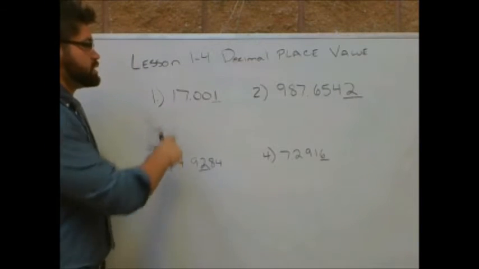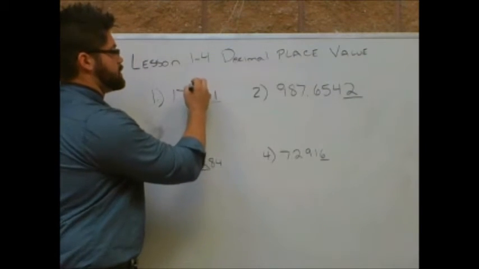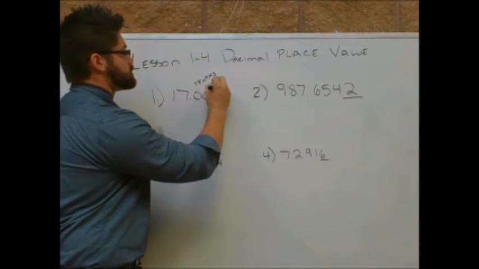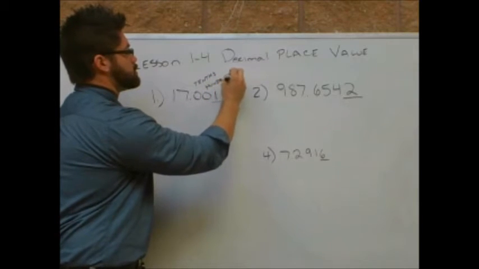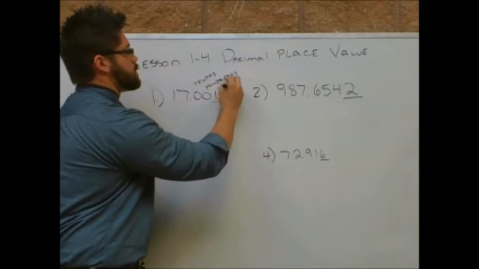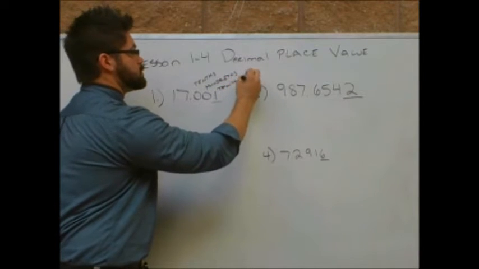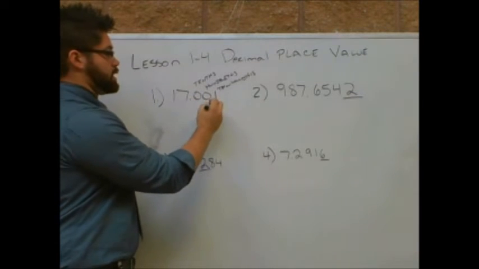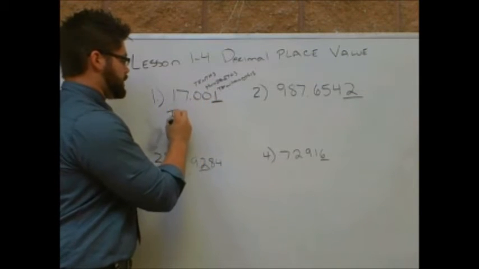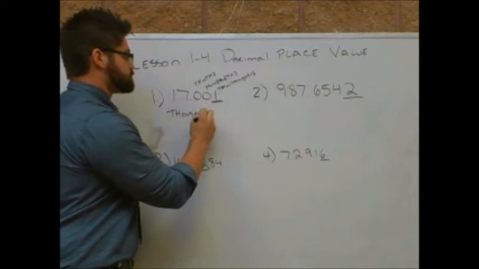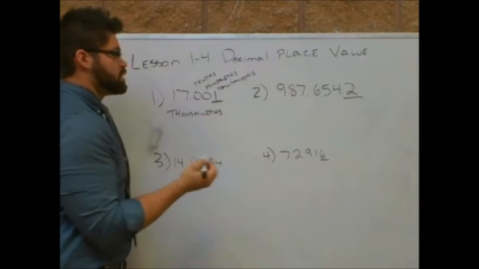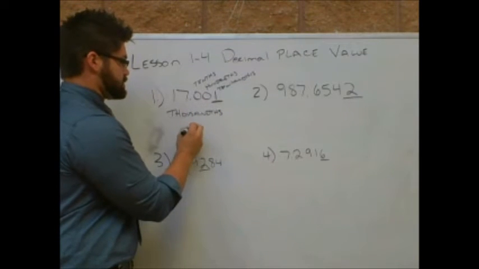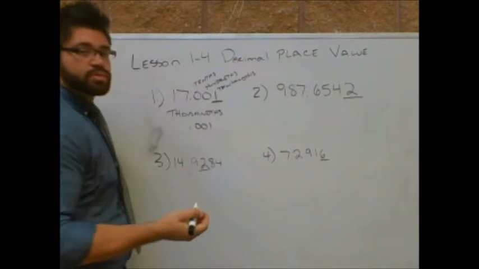So, in this one, remember that we have the tenths, hundredths, and thousandths. So, if we look at the digit that is underlined, this 1, it is in the thousandths. What's the value of this one since it's in the thousandths? Well, it's a 1, and it's in the thousandths, so the value is just 1,000th.